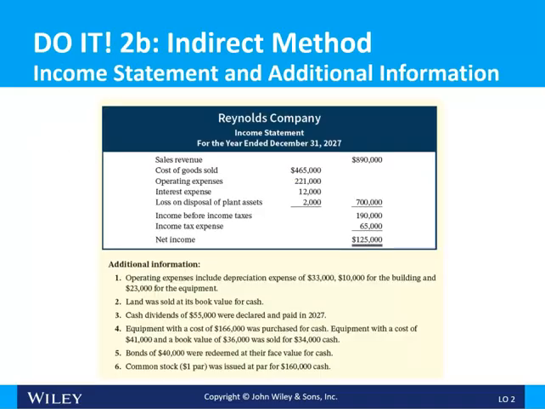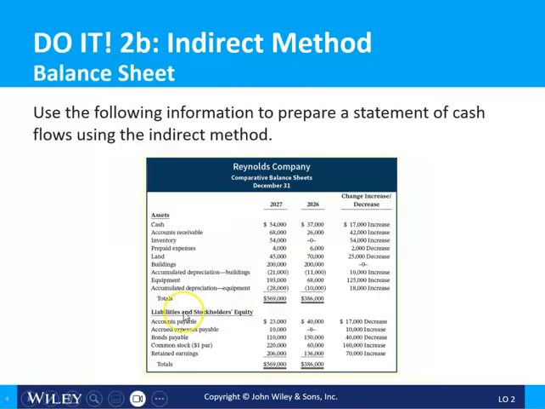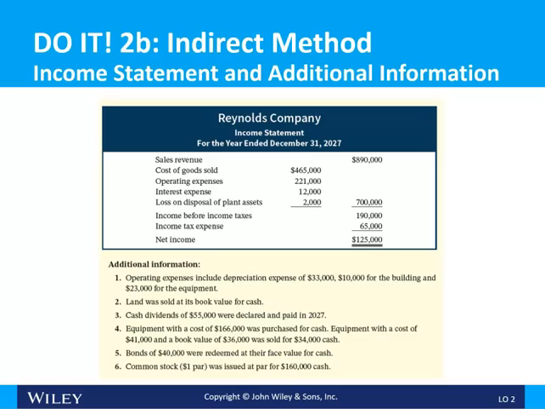Then we're going to look at investing and financing. So land was sold at its book value for cash. It doesn't tell us any numbers, so we have to go back to the comparative balance sheet and look at the land account. It went from 70,000 to 45,000. So that decrease is going to be cash in, so add $25,000 in the investing section. Cash dividends declared and paid, that goes in the financing section, as a cash outflow.